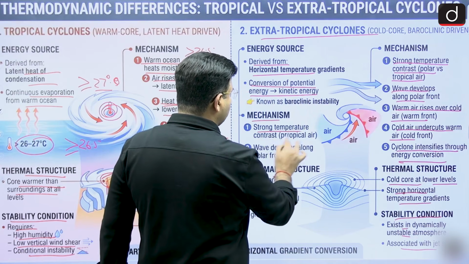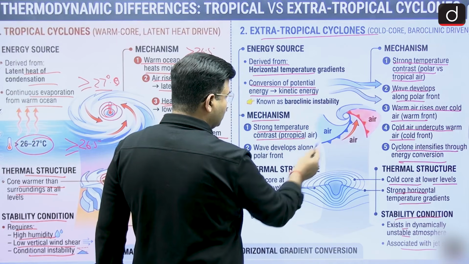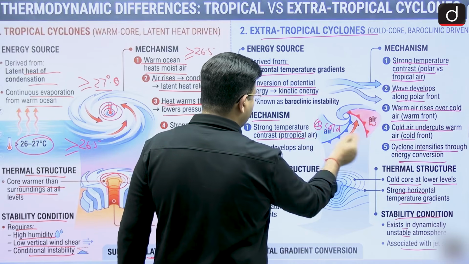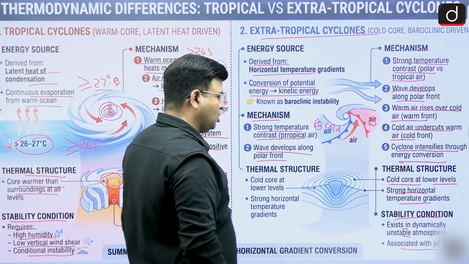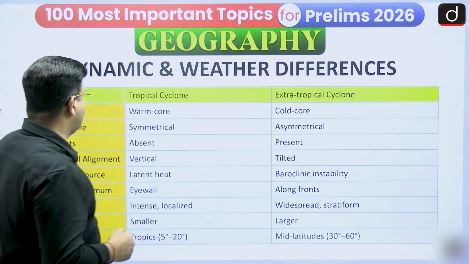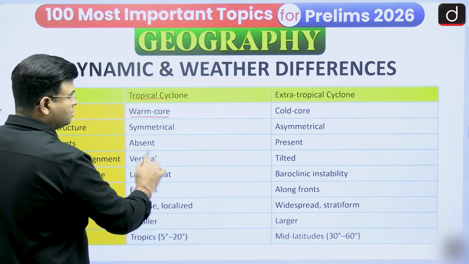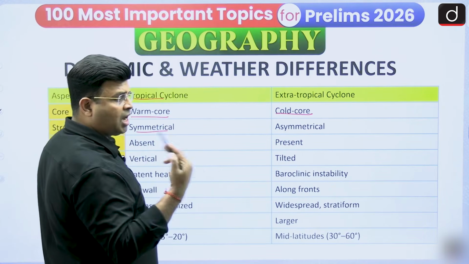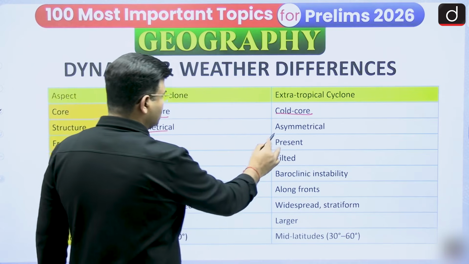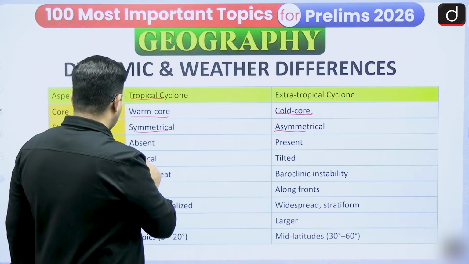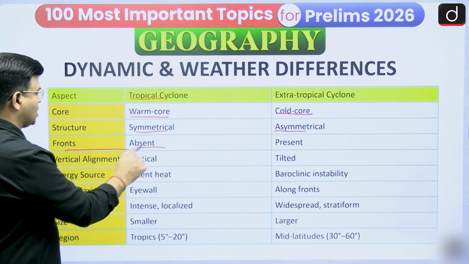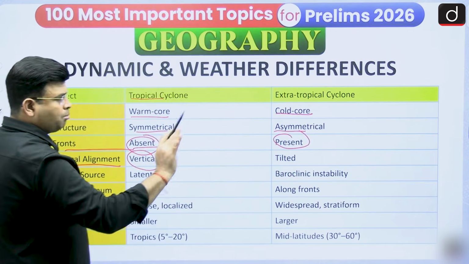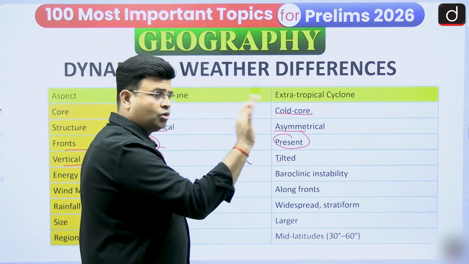And the mechanism is strong temperature contrast, that is over there. Cold air has a very low temperature, and here it is warm. With the temperature contrast, a wave develops along that. So here you can say that tropical cyclone has a warm core, extratropical cyclone has a cold core. Tropical cyclone is symmetrical: from the center there is an eye and eye wall, everywhere it is symmetrical, but this one is an inverted V shape, asymmetrical. In this region front does not exist, in this region front exists in the extratropical. And vertical alignment: it is vertically aligned, but in the extratropical cyclone, tilting is there.